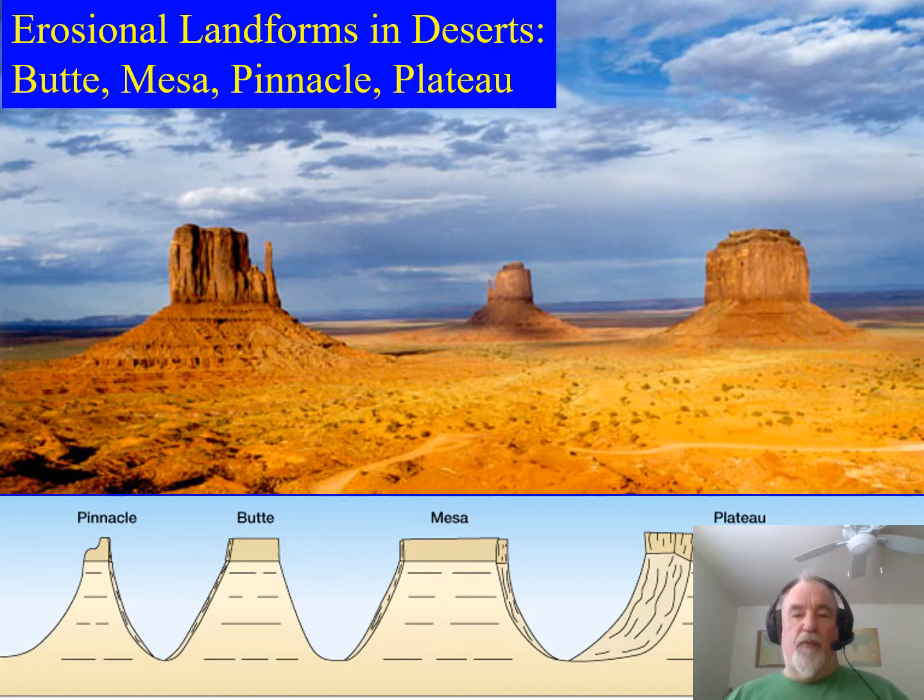So some of the features we would see here would be things like pinnacles, buttes, mesas, and plateaus. As you can see, a plateau has quite an extensive horizontal element compared to a pinnacle, which is really just almost like a point. So a pinnacle, a butte is wider, a mesa is even wider, and a plateau, of course, is a very wide feature. So we're seeing mainly pinnacles and buttes in this photo right here.